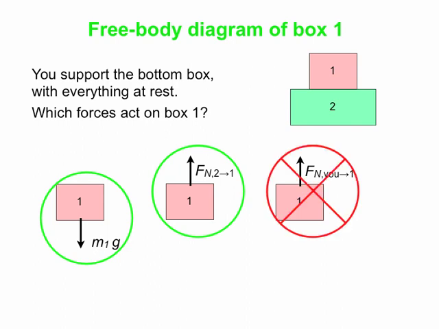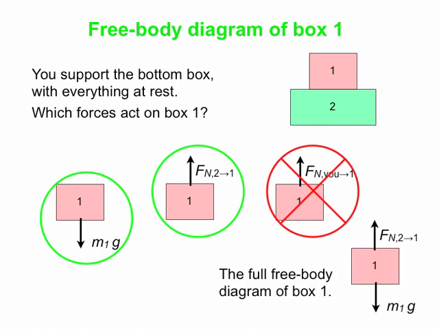On the other hand, there is no upward normal force applied by you on box number 1 because you are not directly touching box 1. Your hands are underneath box number 2, so you cannot exert directly a force on 1. Now, some of the force that you apply to 2 is then kind of passed on by 2 to box 1, and that's this normal force applied by 2 on 1.